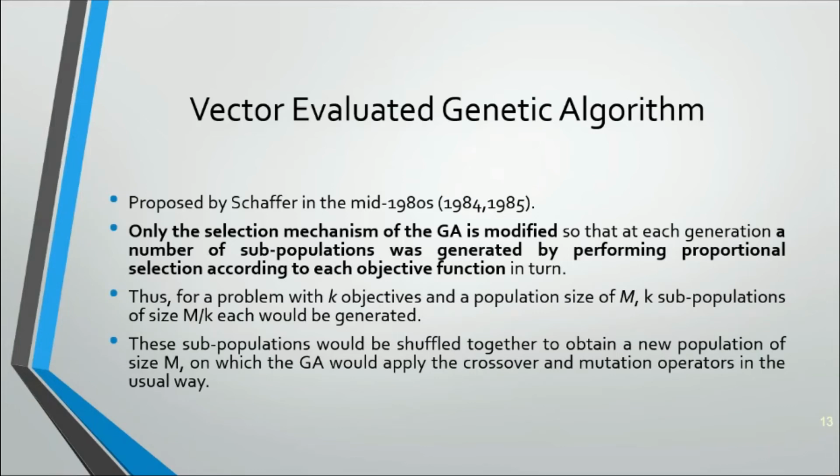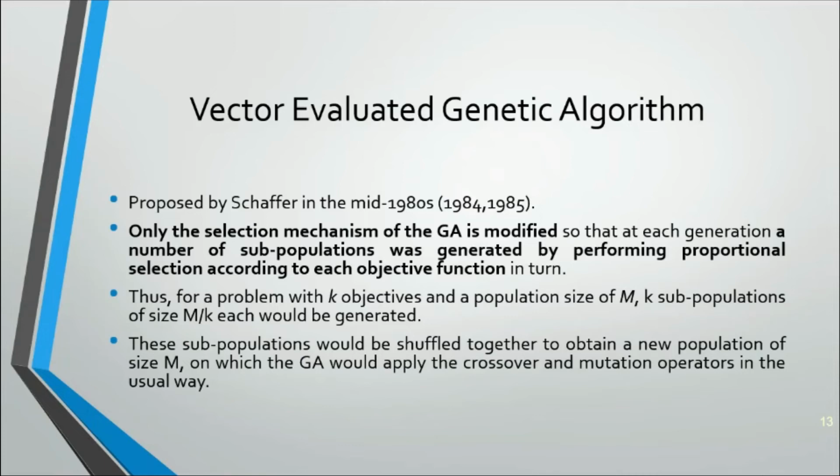So in this case, while selecting a specific subpopulation, all other objective functions are not considered for sorting or for doing the operations inside the GA. So that is the vector evaluated genetic algorithm. Thus, for a problem with k objectives and a population size of m, k subpopulations of size m by k each would be generated. And these subpopulations are then shuffled together to obtain a new population of size m, on which the GA would apply the crossover and the mutation operators as usual.